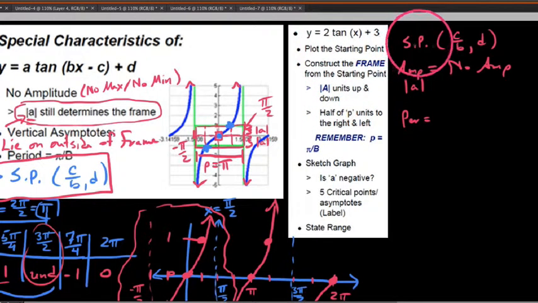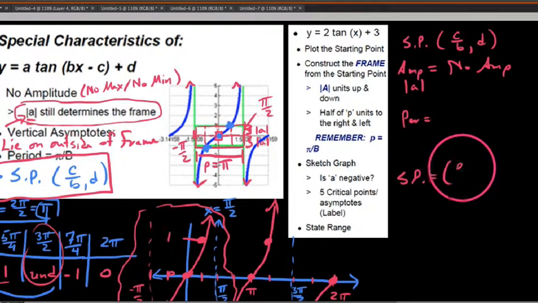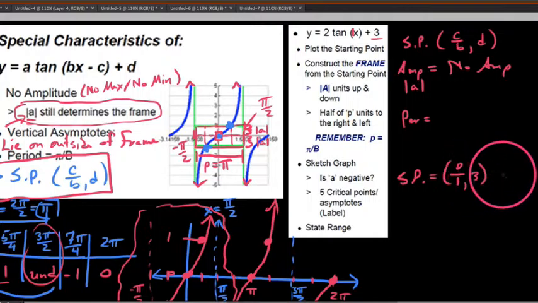So starting with the starting point here, we're going to say our starting point would be at c over b comma d. Now I recognize that in our function here we have no c value inside with our x value being added on or subtracted off. So that means the value of c is 0. Now our b value, the coefficient of x, is just 1. So we have 0 over 1 comma d, and our d value is 3. So what this means is our frame is going to start at the point 0 comma 3.